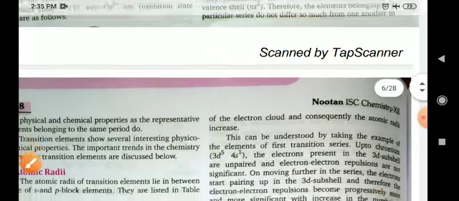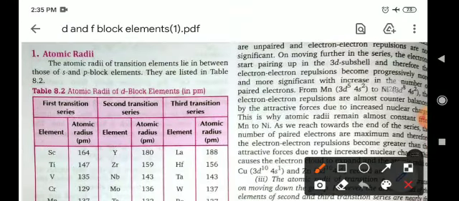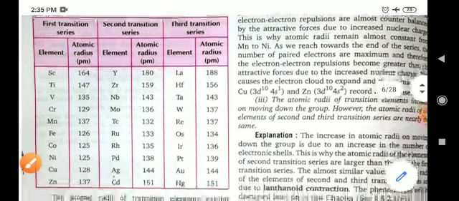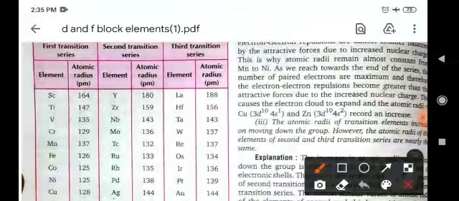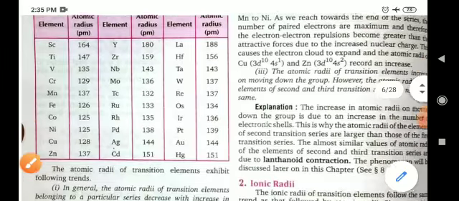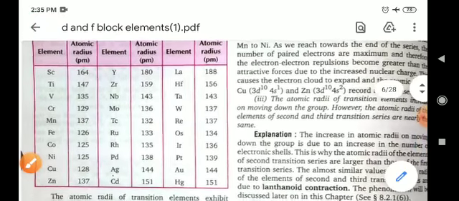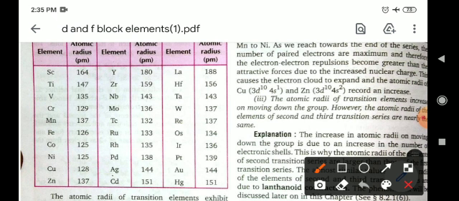Okay, so the first property is atomic radii. The atomic radii of transition elements lie in between those of s and p block elements, and they are listed in the table. There is a first transition series, second transition series, and third transition series: scandium to zinc, yttrium to cadmium, and lanthanum to mercury.